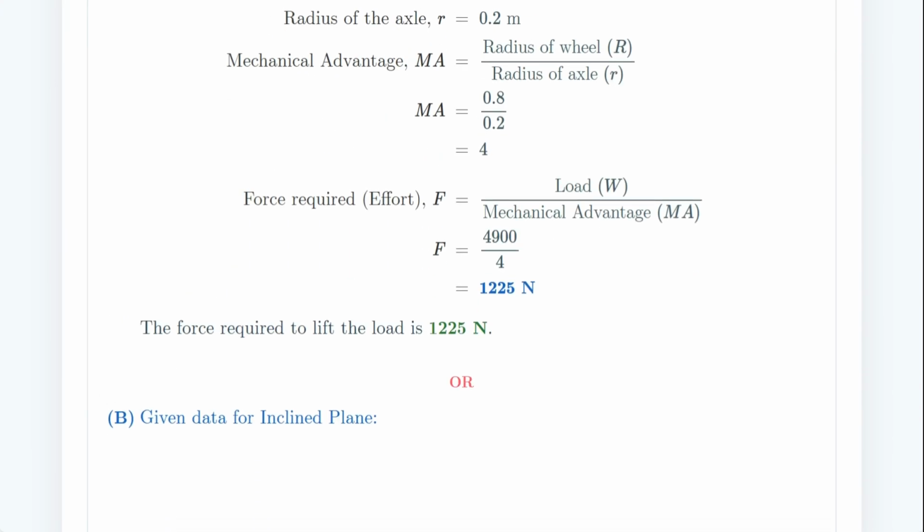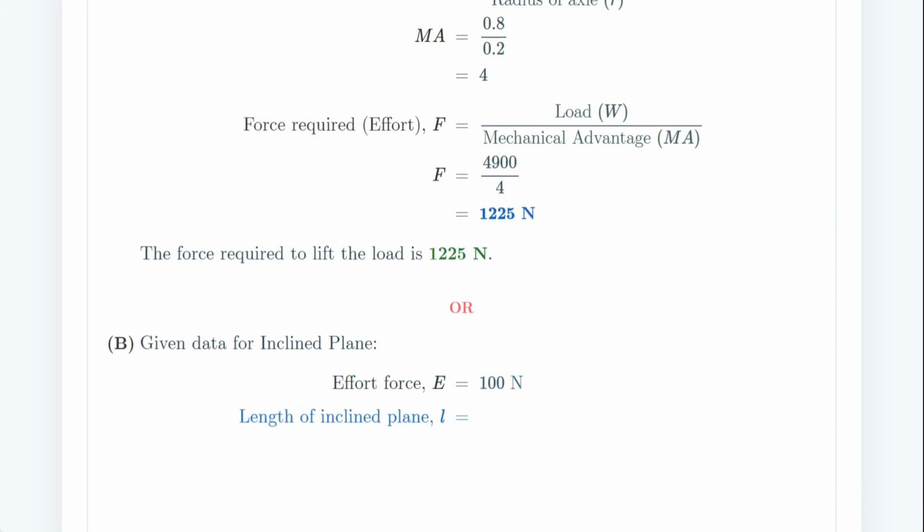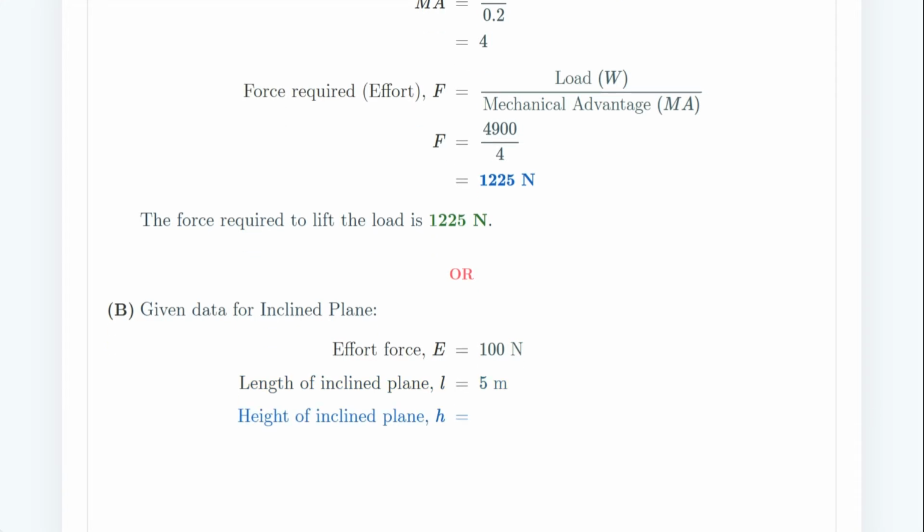Let's solve Part B. Given data for the inclined plane. The effort force, E, is 100 newtons. Length of the inclined plane, L, is 5 meters. Height of the inclined plane, H, is 3 meters.